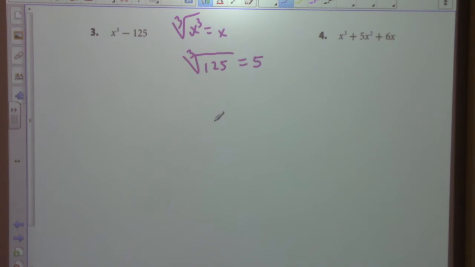And these are the things that should be part of your mathematical literacy toolbox. You should know that 5 cubed is equal to 125. What is 4 cubed? You should know that 4 cubed is 64. What is 3 cubed? 3 cubed is 27. What is 2 cubed? 8.